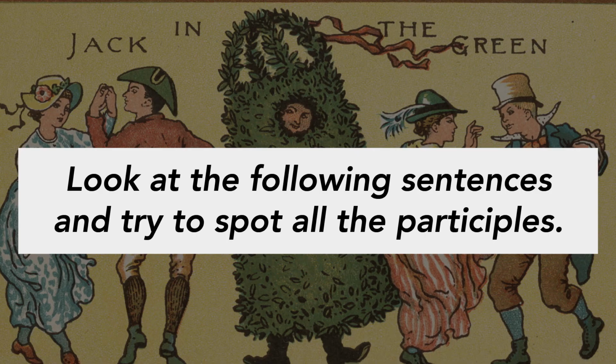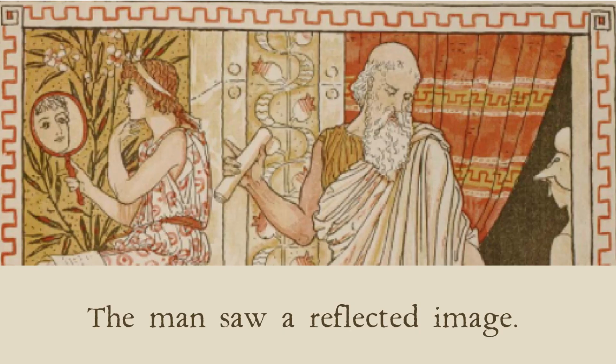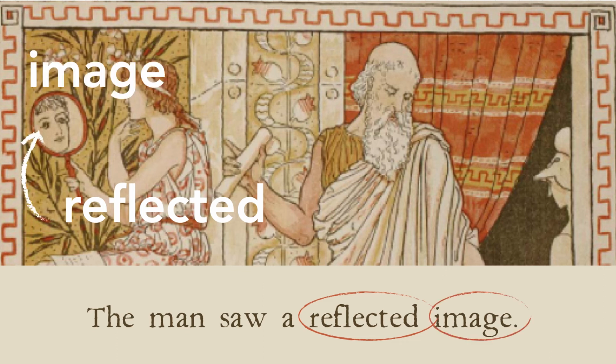Look at the following sentences and try to spot all the participles. Remember, any word, even if it looks like a verb, as long as it describes a noun, is a participle. The man saw a reflected image. If you think reflected is the participle, you're right. Reflected is a word based on verbs, but it points to the noun image, which makes it a participle.